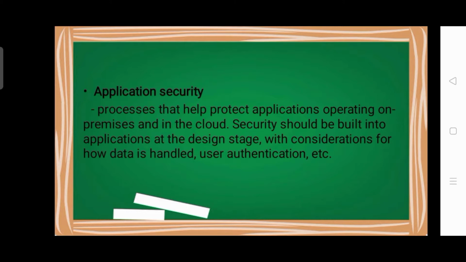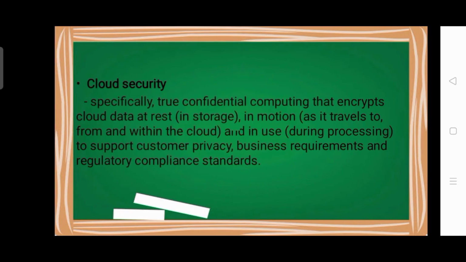Application security. Processes that help protect applications operating on premises and in the cloud. Security should be built into applications at the design stage with considerations for how data is handled, user authentication, etc. Cloud security. Specifically, true confidential computing that encrypts cloud data at rest, in storage, in motion as it travels to and from the cloud, and in use during processing, to support customer privacy, business requirements, and regulatory compliance standards.